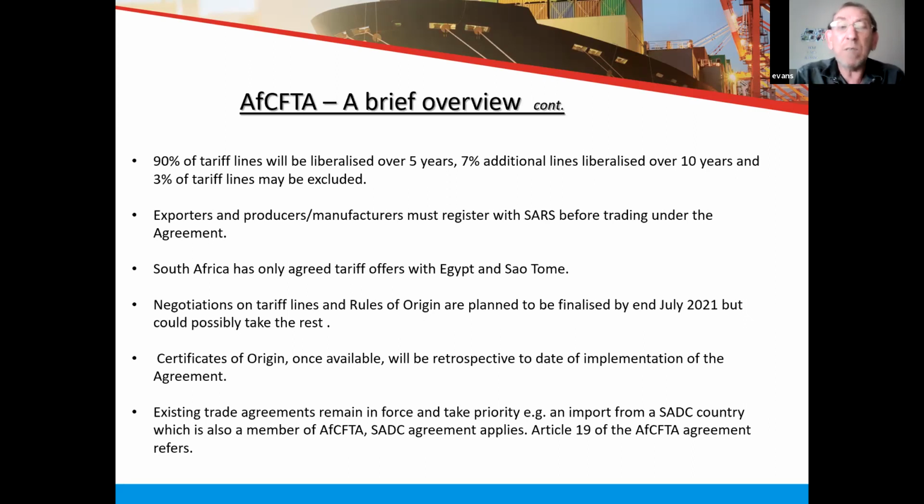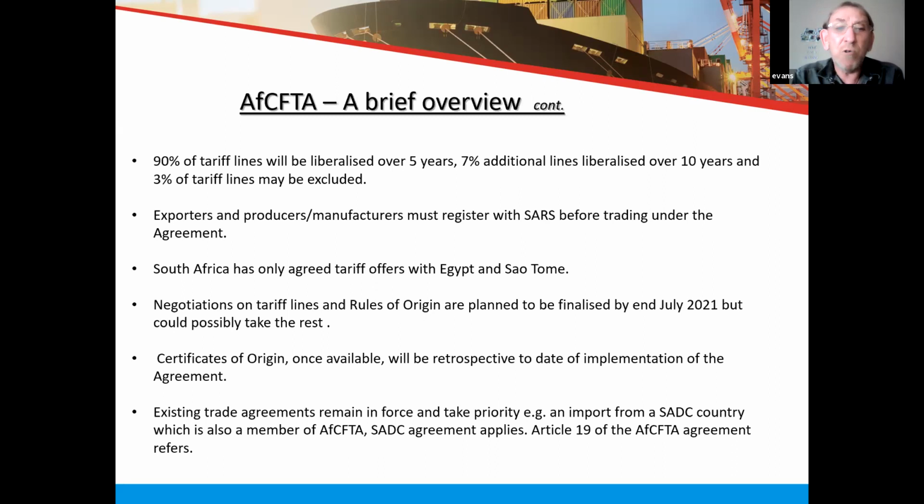Of the remaining 10%, another 7% of those tariff lines will be amended over the next 10 years, and 3% of tariff lines may be excluded. Now, that 3% which may be excluded could, and I say could, cover things like your clothing and textiles for various reasons. But those are all still in negotiations. Those have not been finalized yet. Those are taking place between all 55 countries, and all 55 countries need to submit their tariff lines that they want liberalized, and then there must be a mutual agreement between all those countries.